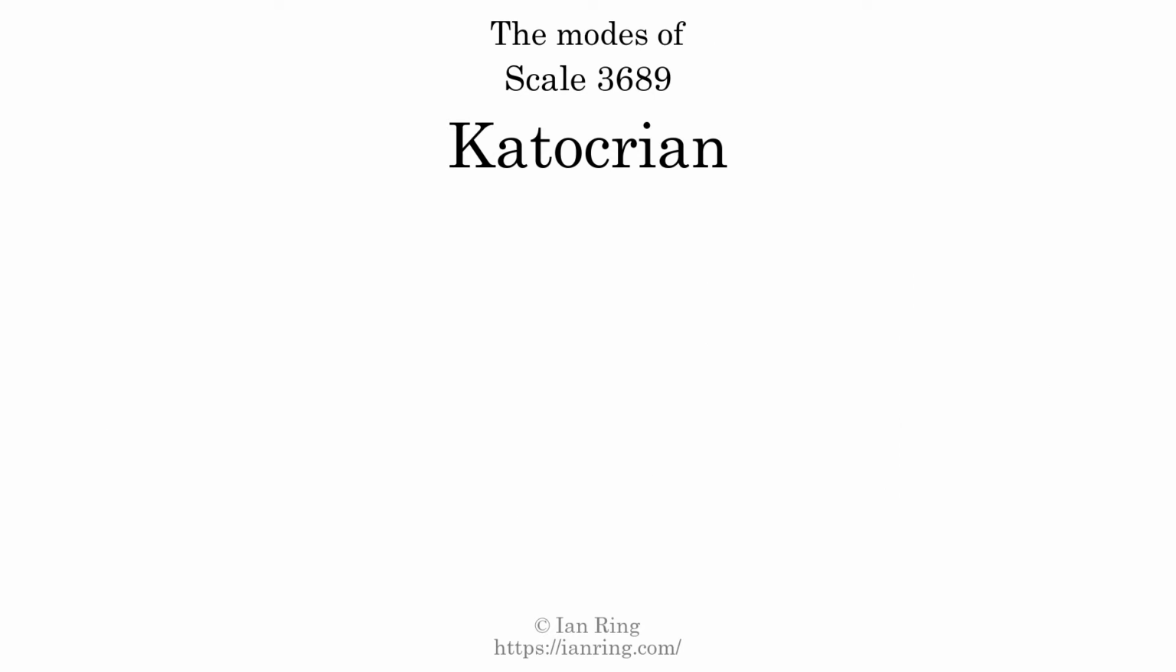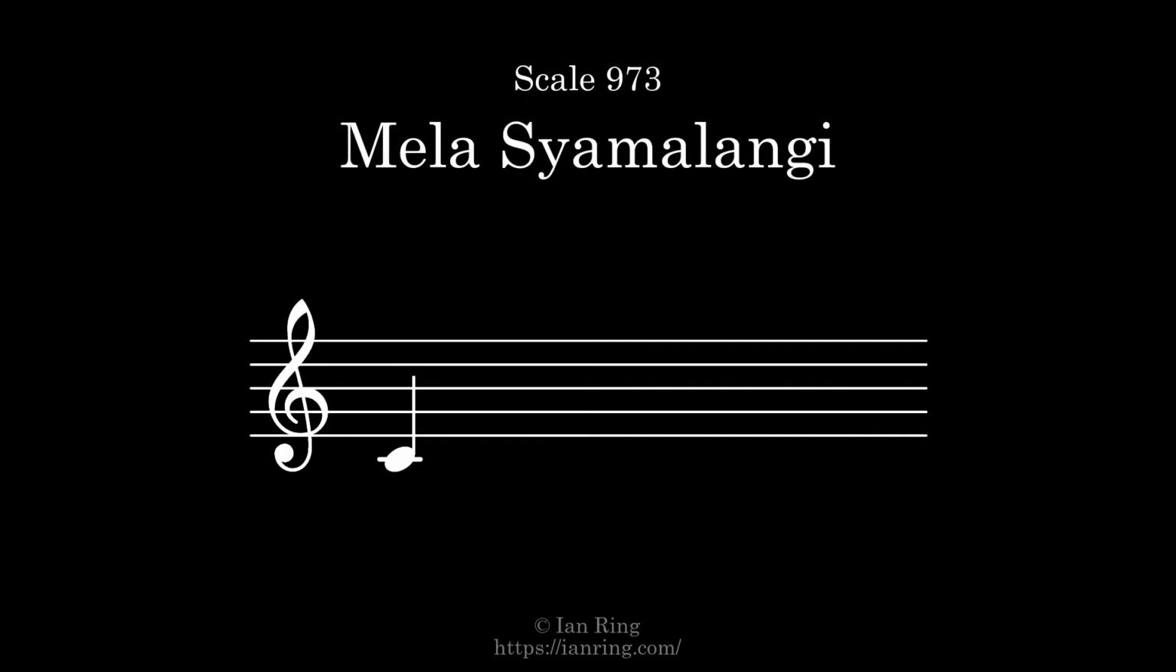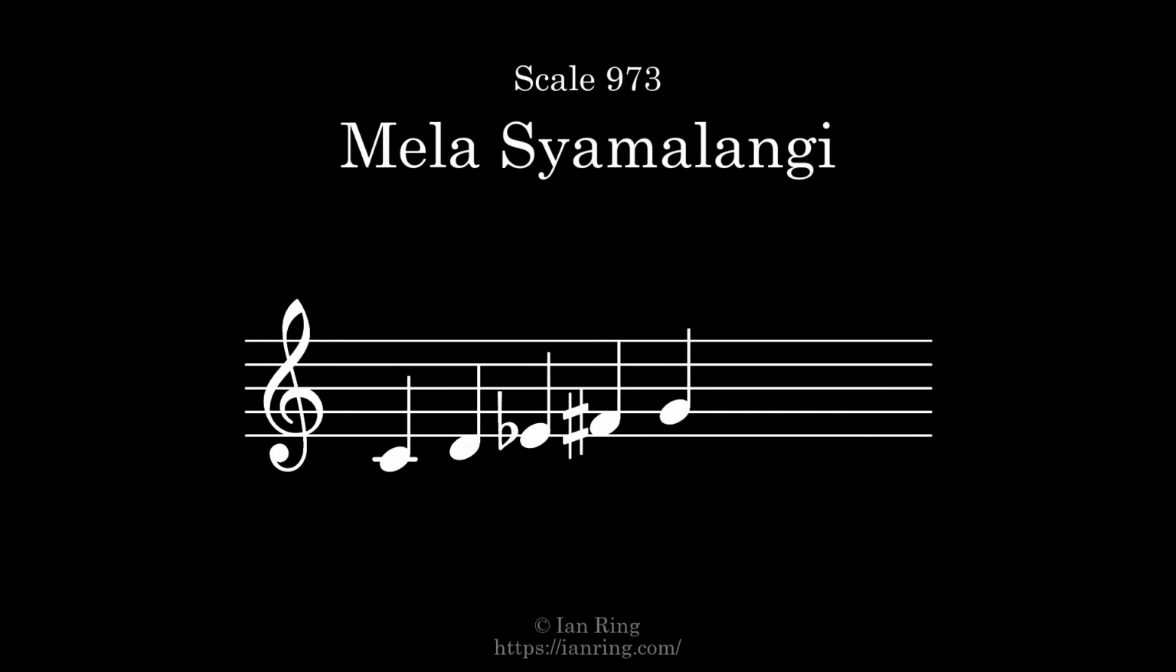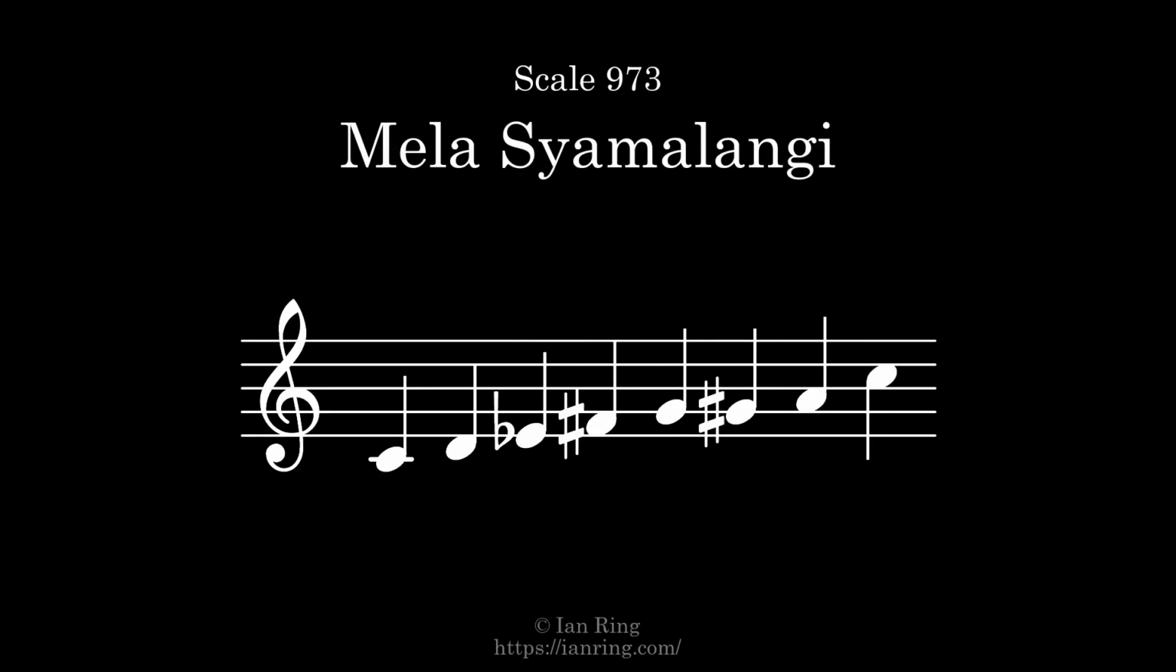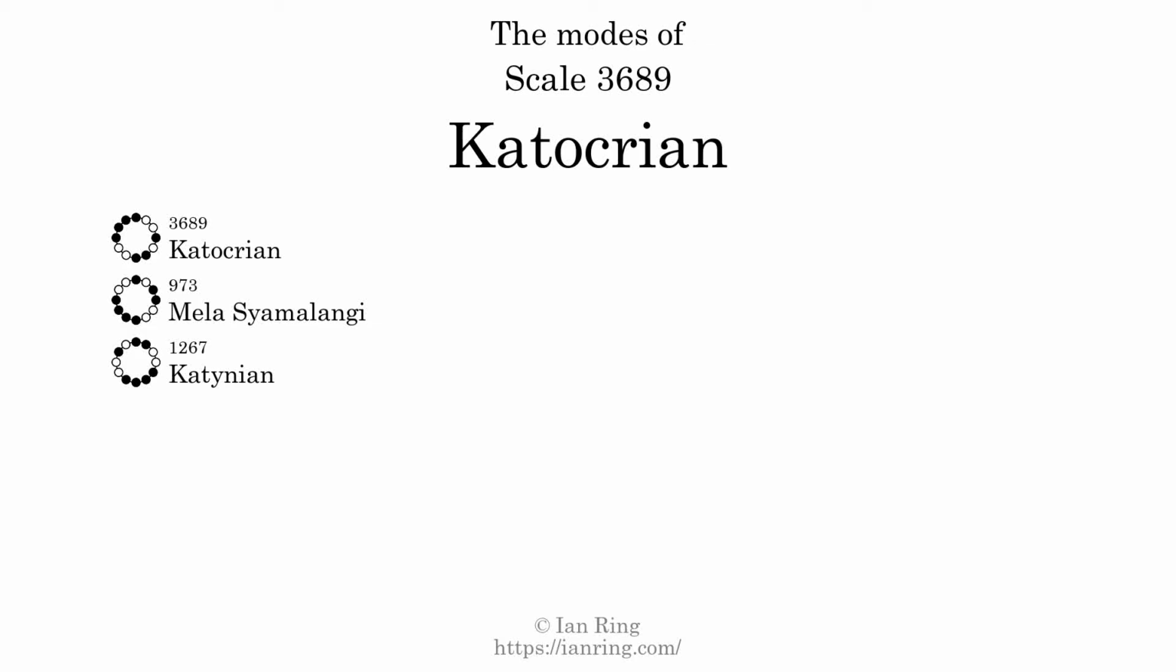This scale has 7 modes. The first mode is itself. The second mode is scale 973, also known as Mila Siamalangi. It sounds like this. The third mode is scale 1267, also known as Katocrian. It sounds like this.